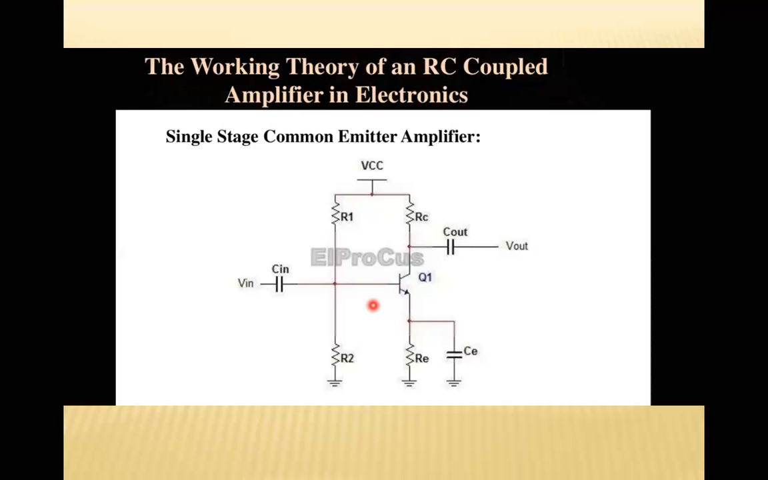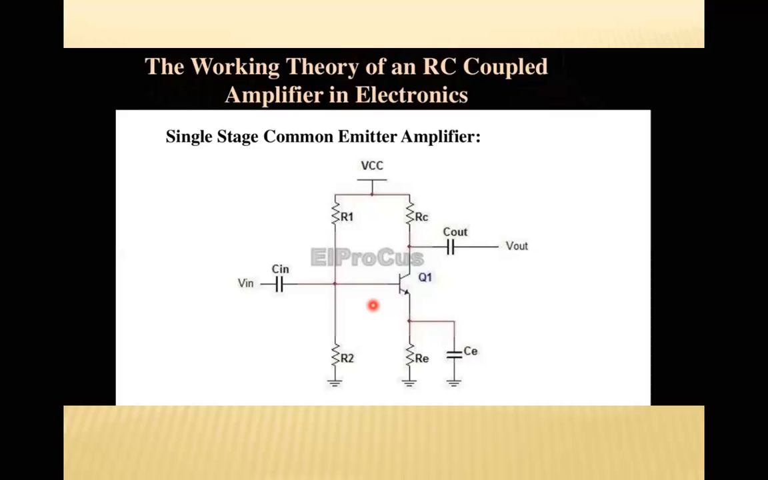Why do we say it is a bipolar transistor? Because the flow of current in the circuit can be because of either of the charge carriers. It can be holes or it can be electrons. So that's the reason we say it is a bipolar junction transistor.